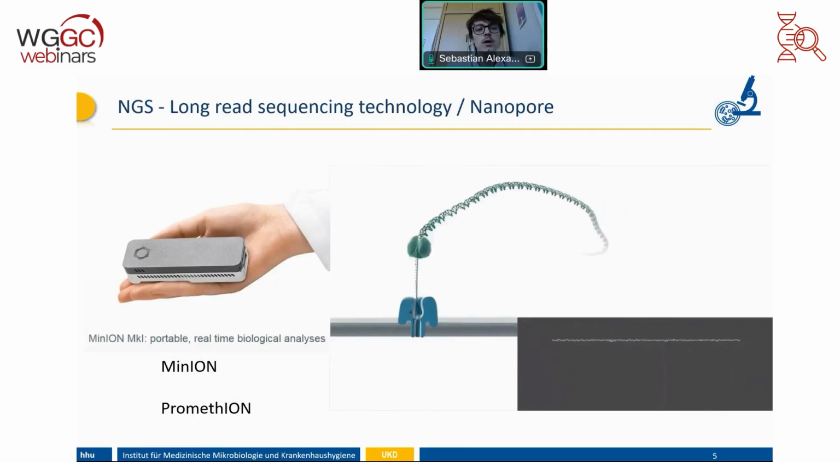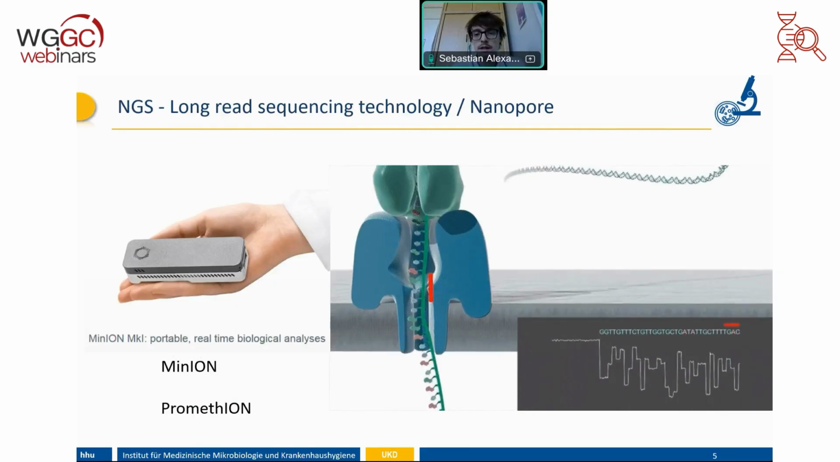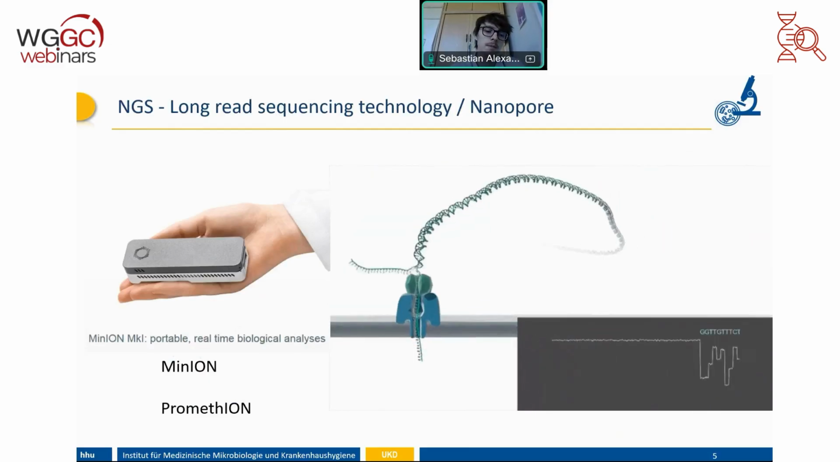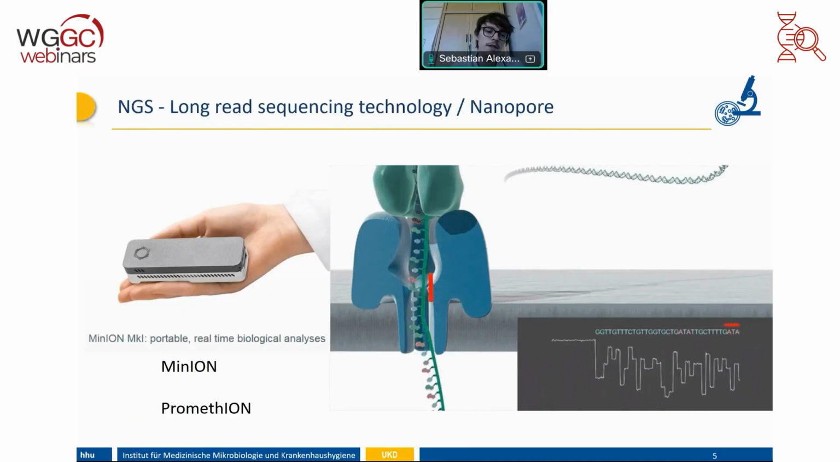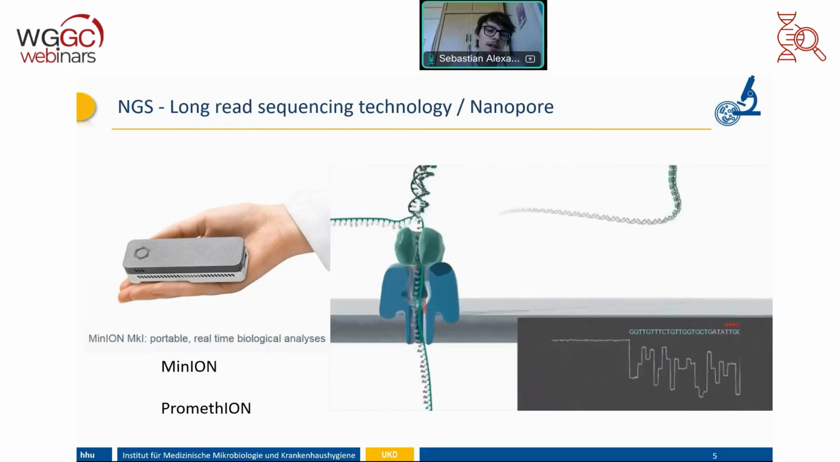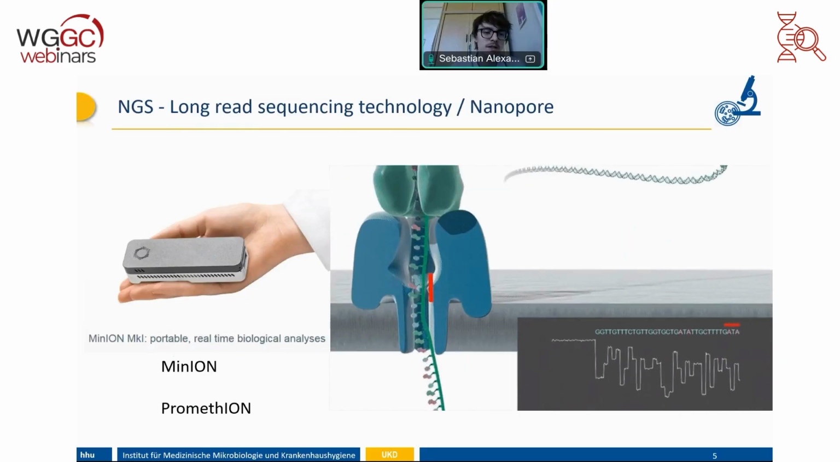We are using long-read sequencing technology for the analysis, especially Oxford Nanopore Technologies, which you can see here. We are using the MinION and PromethION devices. On the left side, you see this MinION, which is roughly the size of an old large USB stick. Today they are much smaller, so we don't need large machines to do our research.